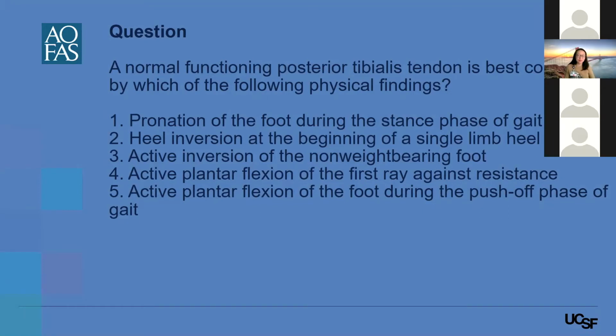So normal functioning posterior tibialis tendon is best confirmed by which of the following physical exam findings: pronation of the foot during stance phase of gait, heel inversion at the beginning of a single limb heel rise, active inversion of the non-weight bearing foot, active plantar flexion of the first ray against resistance, active plantar flexion of the foot during push off gait. I'm going to go for number 2. You got it. Yep, because when normal functioning, right? Basically, it's just asking you what the posterior tib tendon does. So it causes heel inversion.